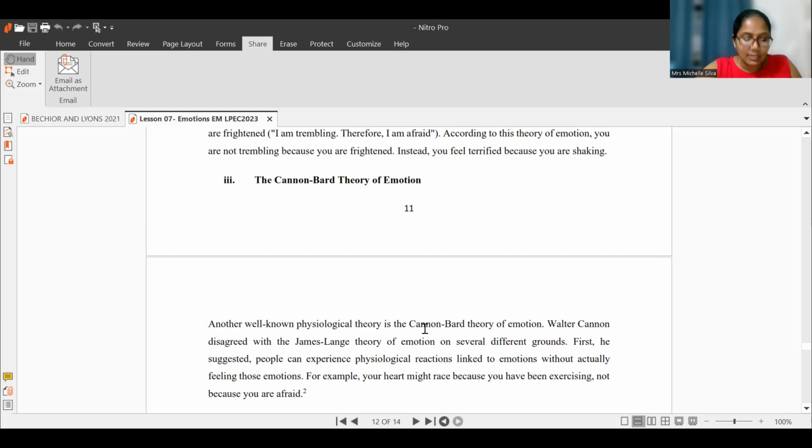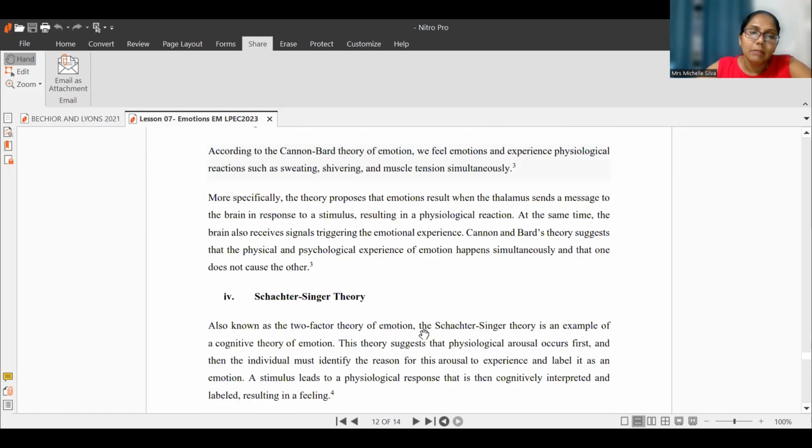So Cannon-Bard said that the physical change and the emotion happen simultaneously when the incident occurs. It's Cannon-Bard theory of emotion. I'm not going to read one by one, Putte, but Cannon-Bard said that when the incident happened, the physical change as well as the emotion happen together. Not in a consequence manner, not in a hierarchical manner, but both happen together. Write down.